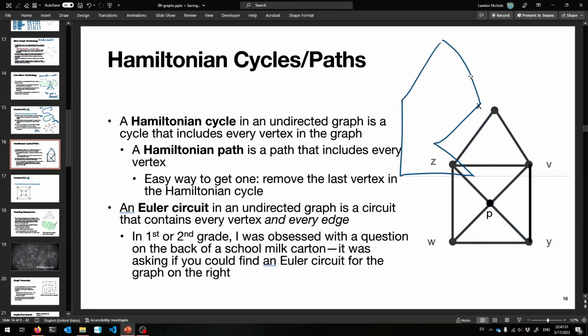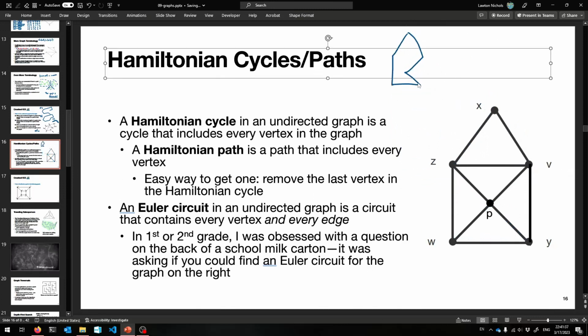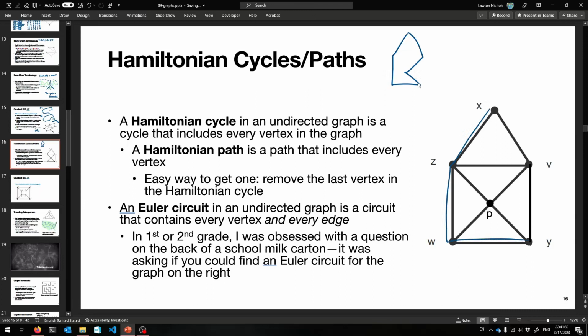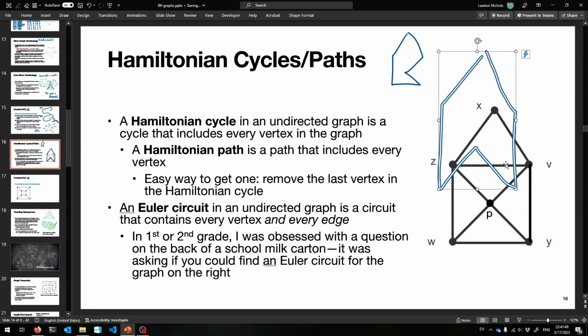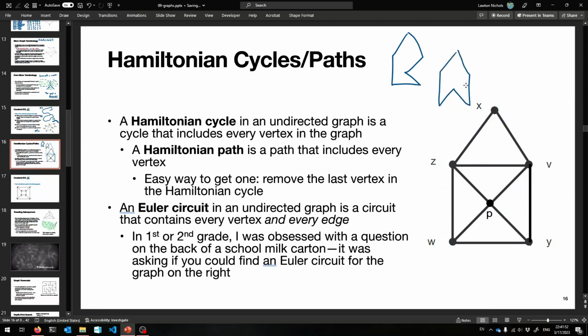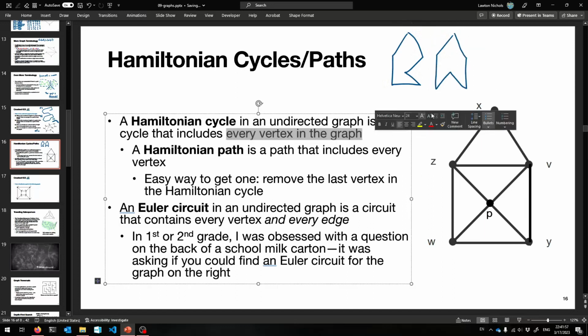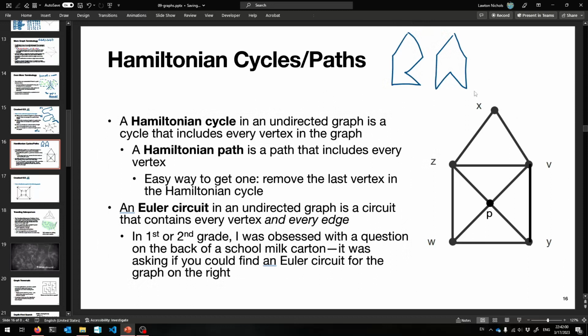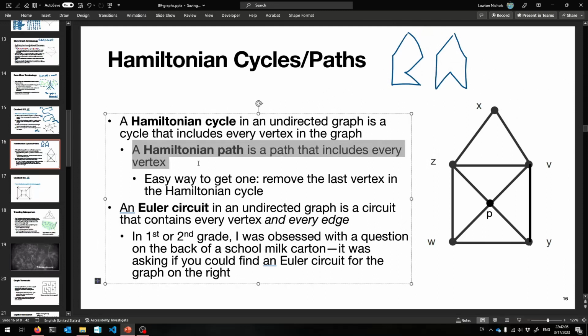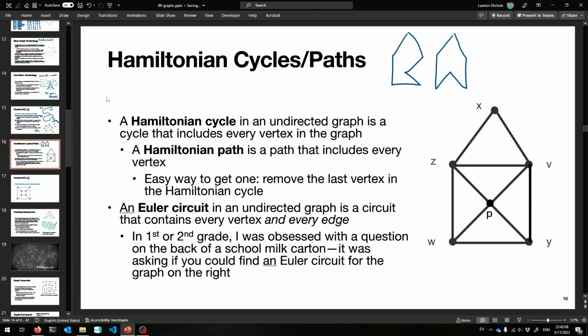I have not duplicated any vertices, for example. There's multiple, aren't there? Like, I could have done this one as well. Or sorry, I could have done it like this as well. There's that one. So I visited every vertex, and I haven't wrapped back around at any of them. These are two different ways, two different Hamiltonian cycles in this graph. It's a cycle that includes every vertex, and a cycle, though, does not duplicate any vertices except for the first and last. All right. A Hamiltonian path is a path that includes every vertex, but it's not a cycle.